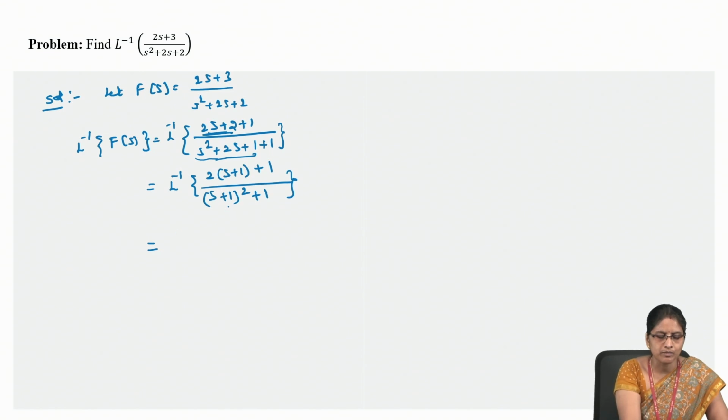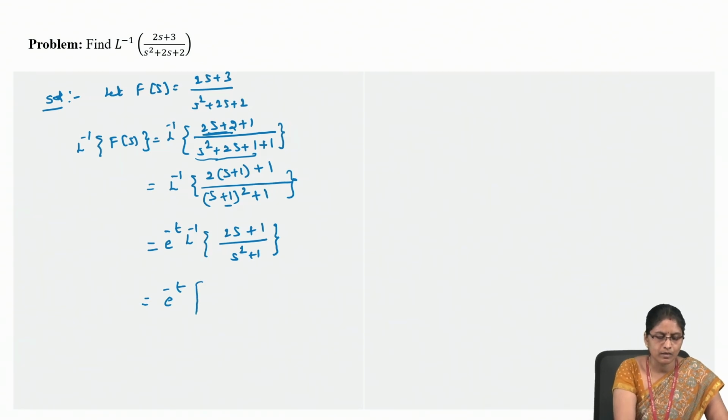First apply the first shifting theorem. Take 1 outside of the inverse Laplace transform. We get e power minus t L inverse of (2s plus 1) by (s square plus 1), equal to e power minus t. Apply the linearity property here: L inverse of 2s by (s square plus 1) plus L inverse of 1 by (s square plus 1).